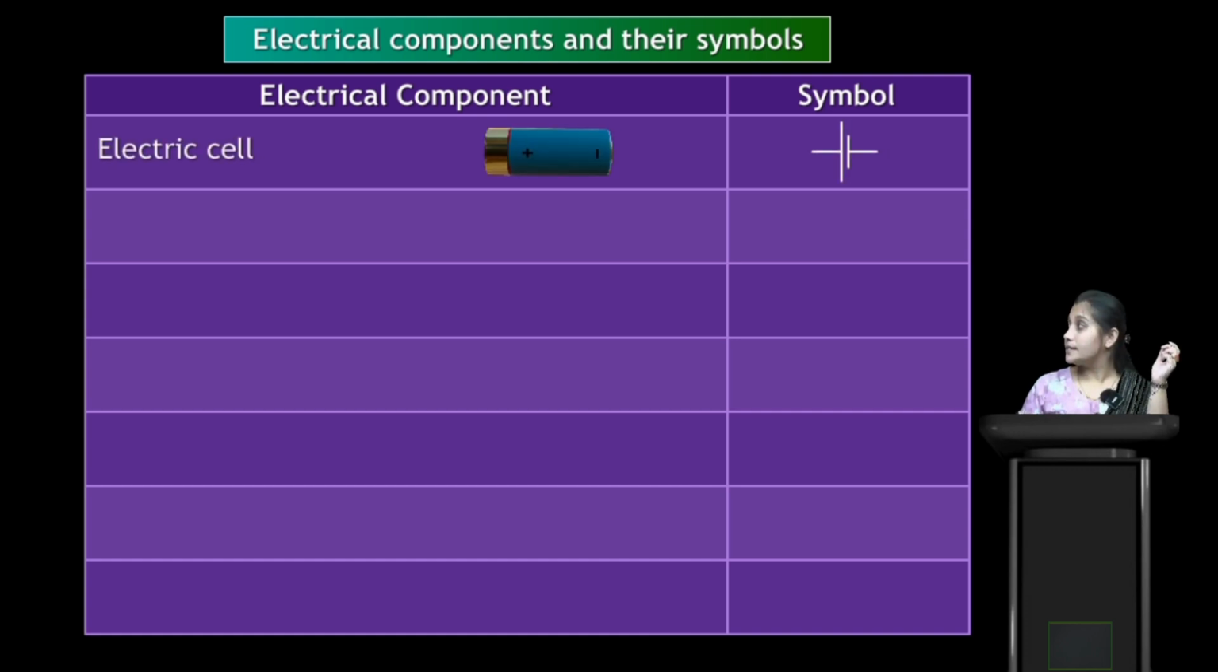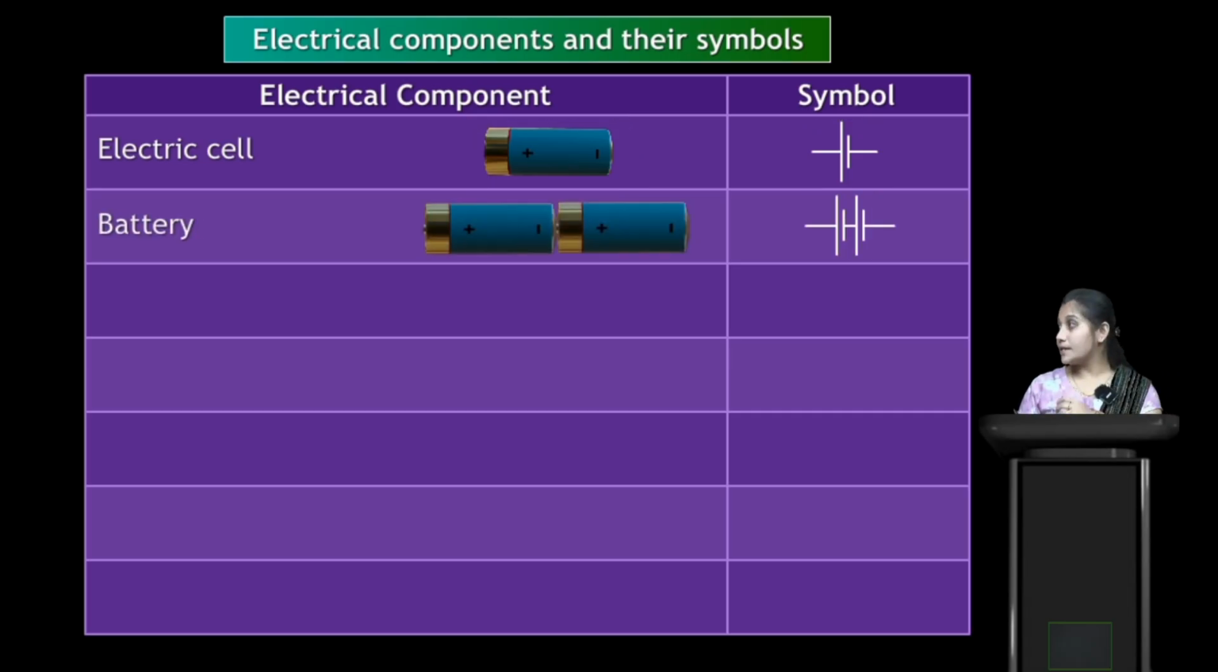Okay. So in this table, the electrical components and their symbols are given all together in a single table. The first one is the what? Electric cell. Electric cell, in real it looks like this, isn't it? And in which symbol we will represent it? We will represent it in this symbol.